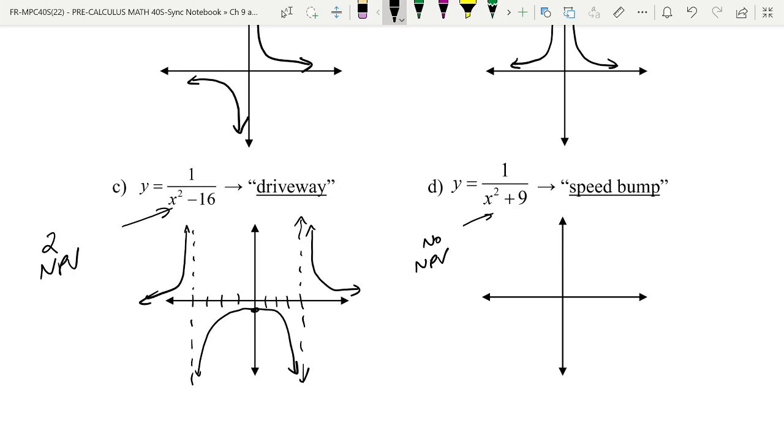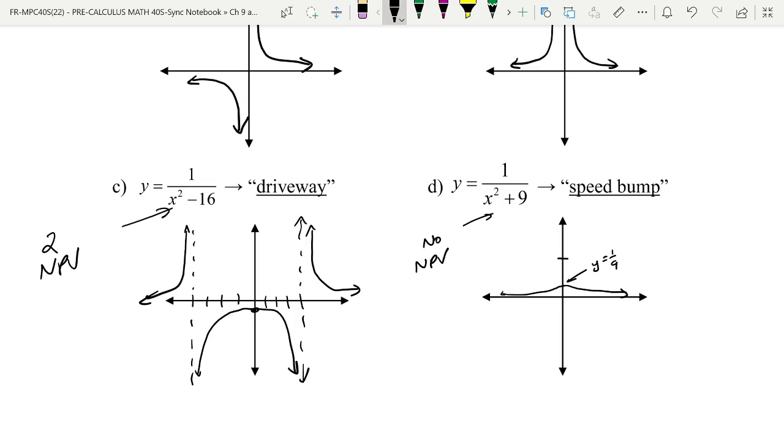Okay, and then what if there are no non-permissible values in my denominator that's a quadratic? Then the basic shape is always the speed bump. And I can figure out the y-intercept here. The y-intercept here is where x is 0, so that's going to be 1/9. So I'll make that 1, so 1/9 is like way down here, where that's y equals 1/9. There's nothing x can't be, because the only way to make a divide by 0 would be if x squared was somehow -9, and we can't do that with real numbers.